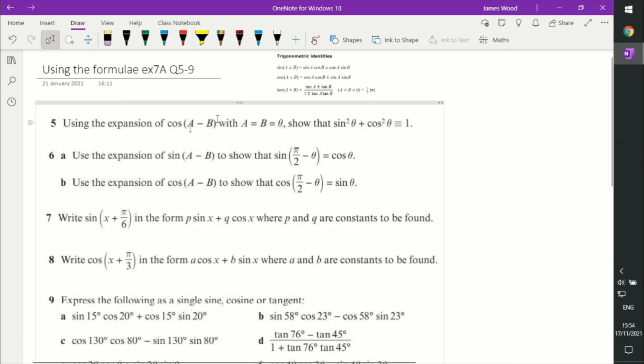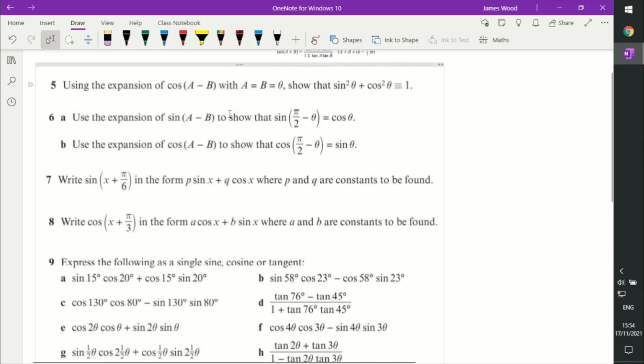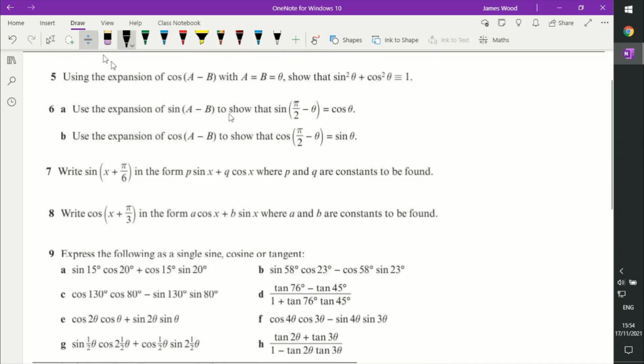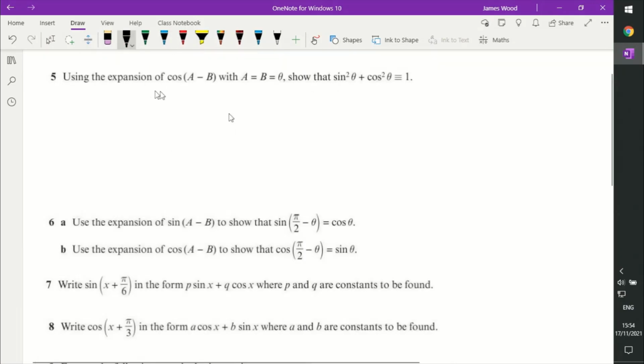And this is obviously just some examples of how we can use these formulae. So the first question here, using the expansion of cos A minus B with A equals B equals theta, show that this identity here that we already know is true. So let's use the expansion. So it says cos A minus B, the expansion that I showed you a minute ago. So it's cos A cos B plus sine A sine B. Now it tells us to use A equals B equals theta. So basically A and B are both theta.